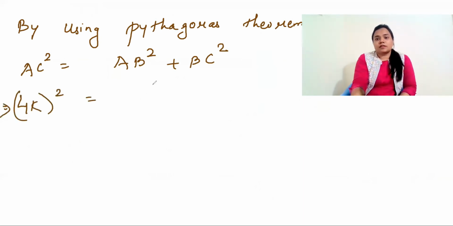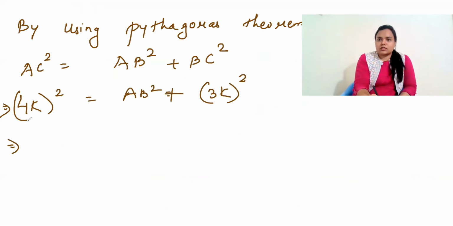AB we don't have, we have to find that. And BC is 3K. What will be the square of 4K? 4 4 is 16 and square of K also. We cannot write this as 4K square. This is wrong because this square is for both the things, 4 also and K also.